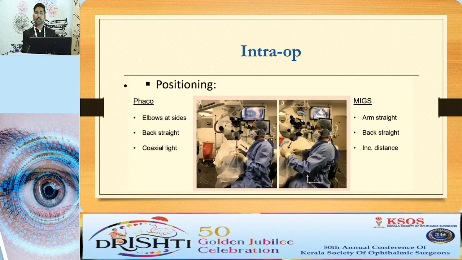Intraop positioning, as against phaco where your elbows are maintained at the sides and you have coaxial lighting: here you have to actually stretch. If you are a right-handed surgeon, your left hand should be holding the gonio lens and it will be outstretched, and there will be increased distance between your corneal incision and the angle that you are going to approach.